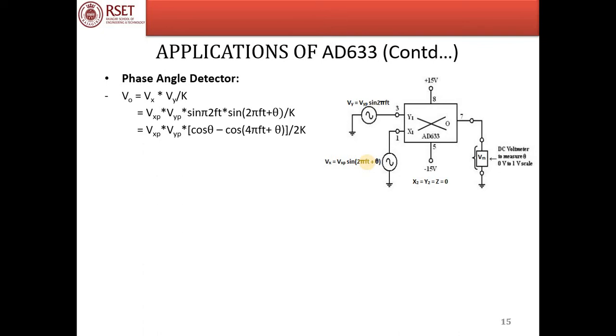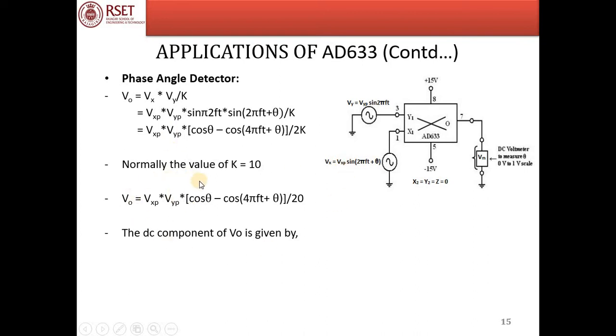We are using that equation here and we get VO is equal to Vxp into Vyp into cos (A minus B), that would be cos theta, minus cos (A plus B), 4 pi ft plus theta, the whole divided by 2K. There is a 1 by 2 cos (A minus B), so that 2 comes here. So normally the value of K is 10. Substituting, we get V output is equal to Vxp into Vyp into cos theta minus cos (4 pi ft plus theta) by 20.